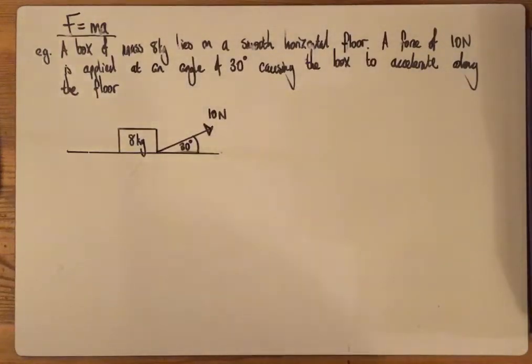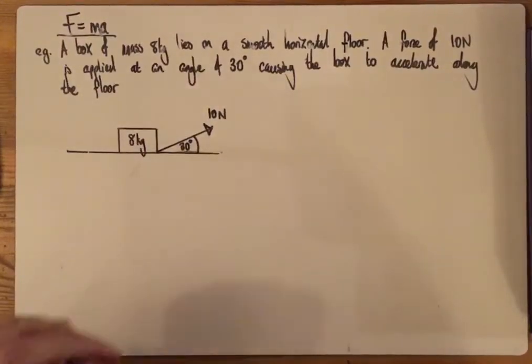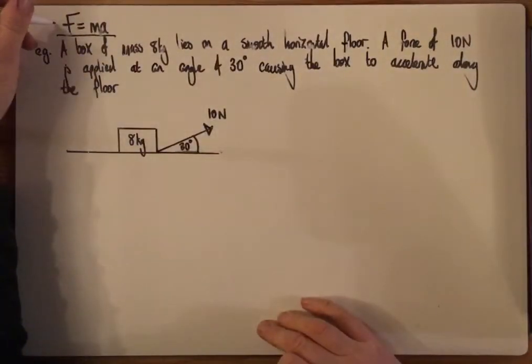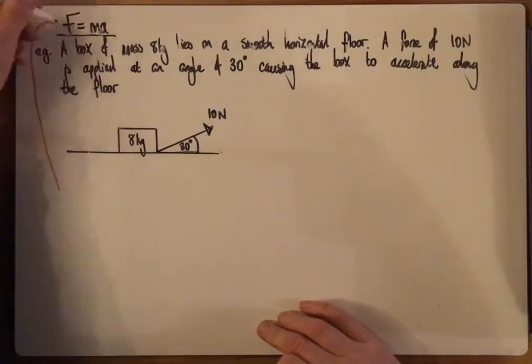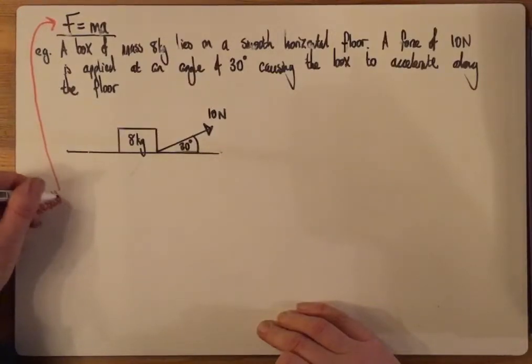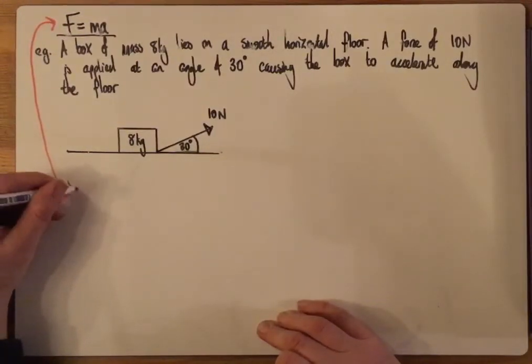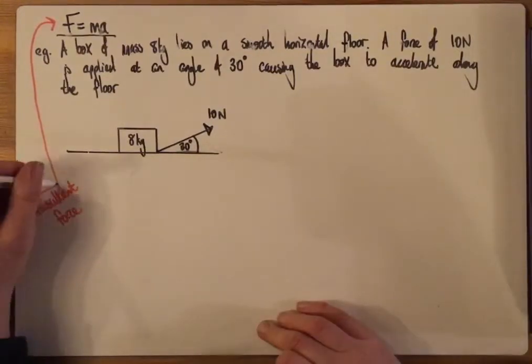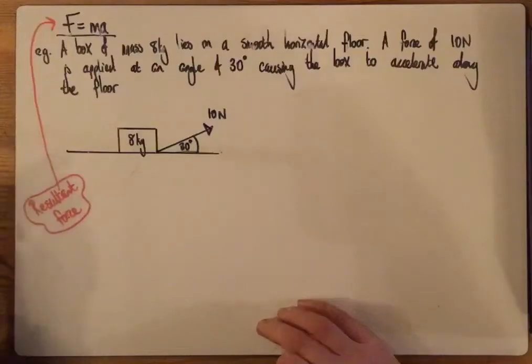Okay, so back to F equals ma. When you're using F equals ma, remember, this is really important, that F, running out of room, but this here is the resultant force. So that's key to using F equals ma.